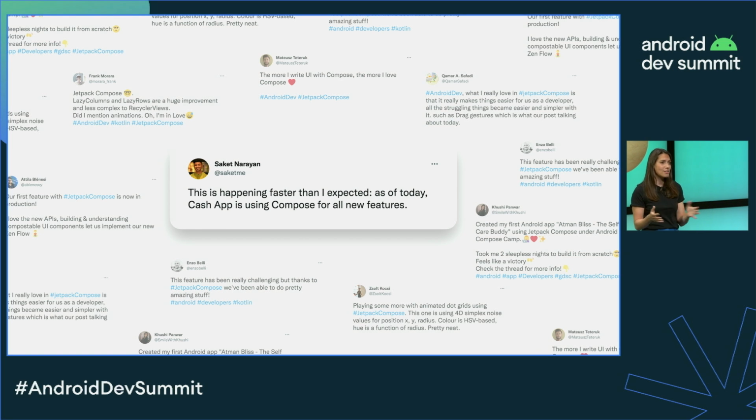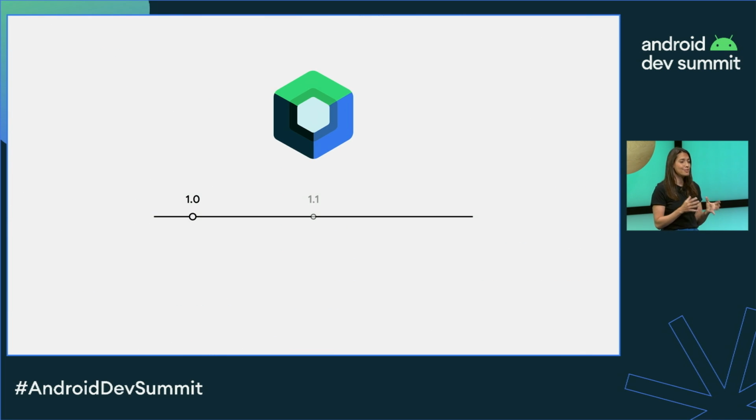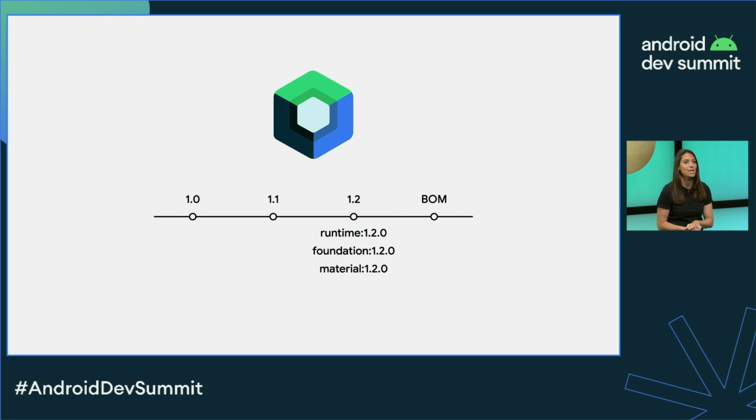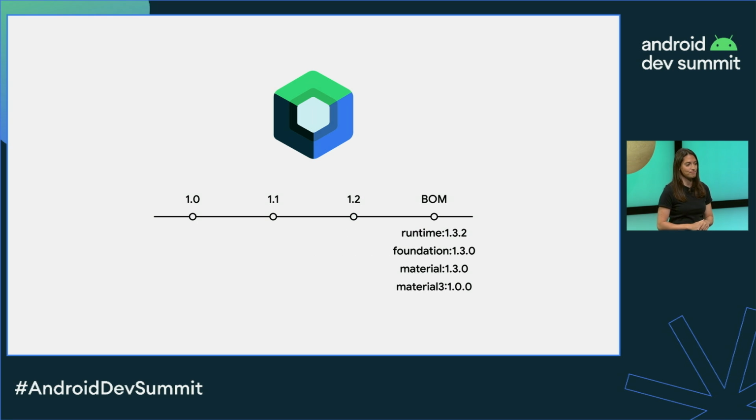So far, we released all Compose libraries together since 1.0 a year ago. But we wanted more flexibility so different Compose libraries can move at their own pace. So we started versioning each Compose library independently. To make it easier for you to manage your dependencies, we're now introducing a Gradle bill of materials, BOM for short, that specifies the latest stable version of each Compose library. We'll, of course, update it for every stable Compose artifact we publish.